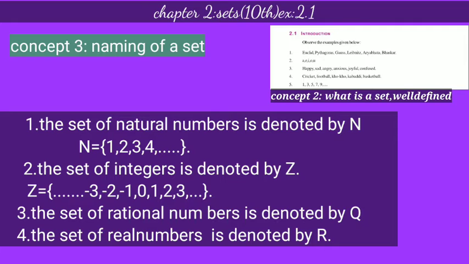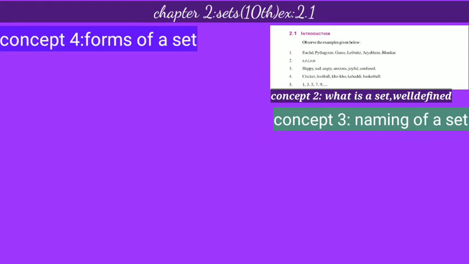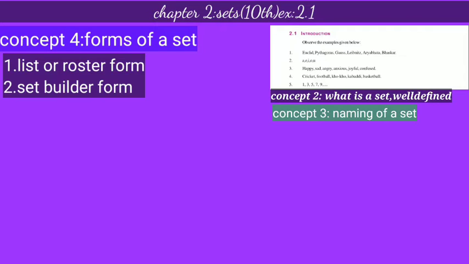Okay, let's go to types of sets. There are different ways in which we can write sets. Basically, there are two: one is list form, and the other is set-builder form. List form is also called roster form.